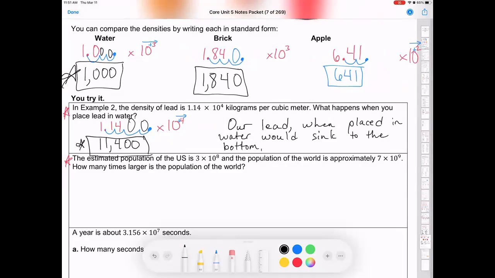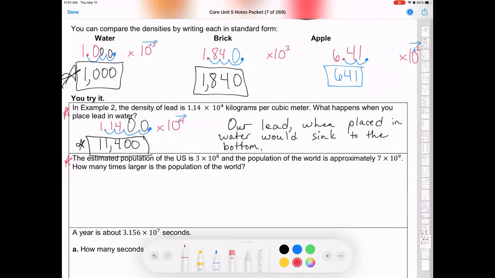For our second one, we're asked to estimate: the population of the United States is 3 times 10 to the 8th power, and the population of the world is 7 times 10 raised to the 9th power. How many times larger is the population of the world? So in the United States, we're going to transition this value into standard form. Right now it's in scientific.